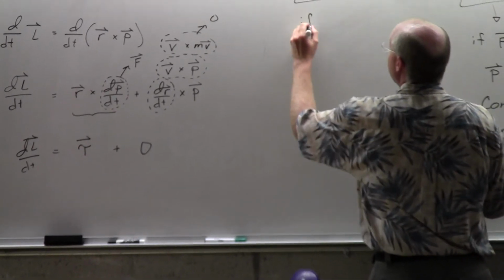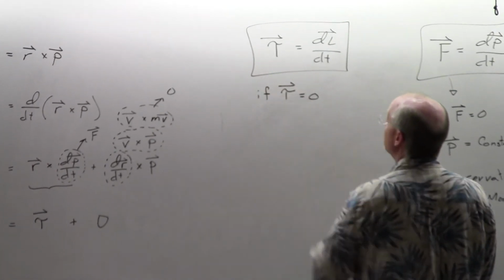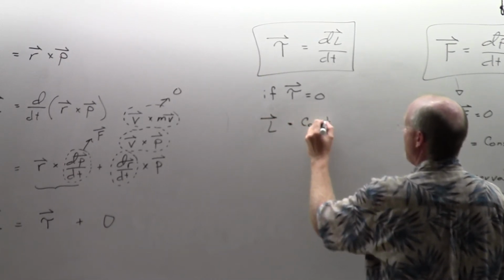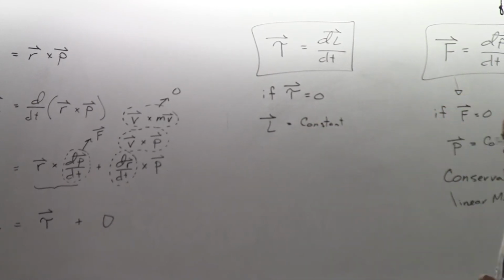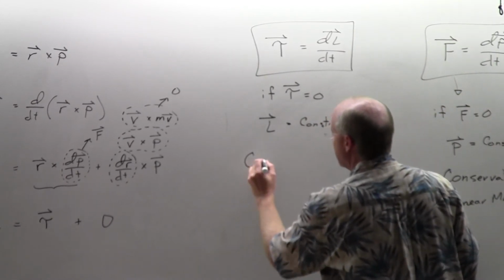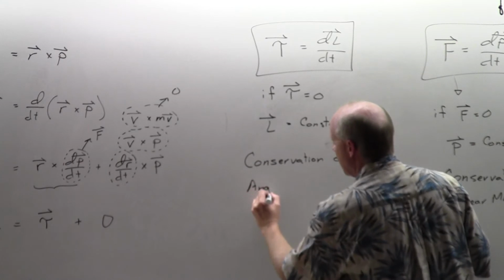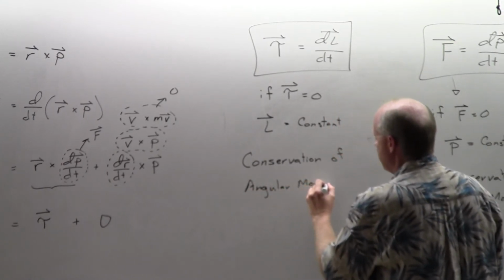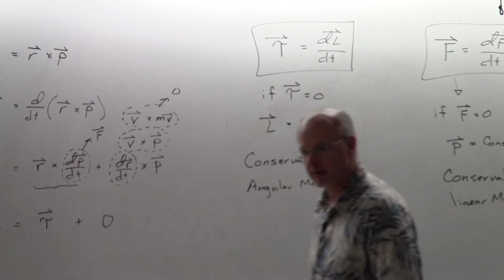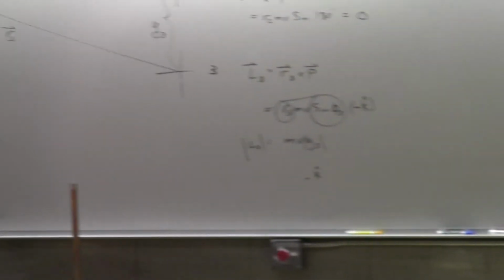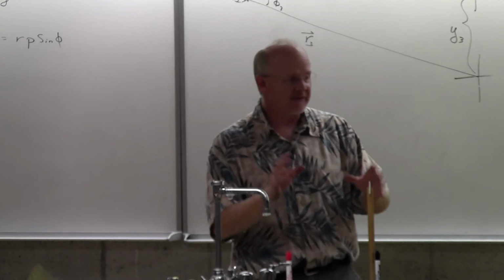And we see it in the math here. This says if the torque is 0, then what can we say about the angular momentum? It is a constant. That is our conservation of angular momentum. And so that's our main principle that I'm trying to get at. So the angular momentum before is equal to the angular momentum after. Let's see if I can demonstrate that.